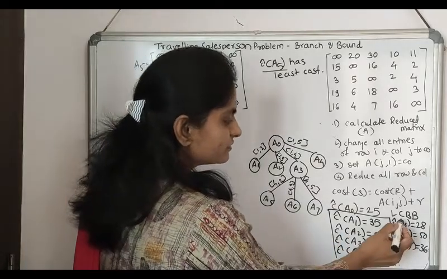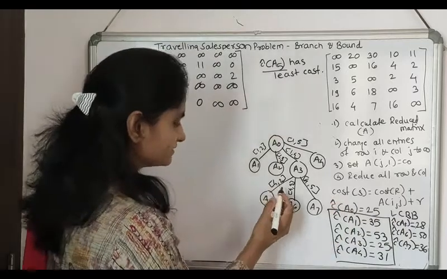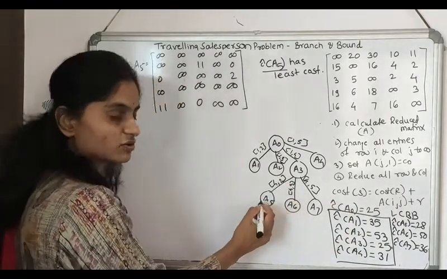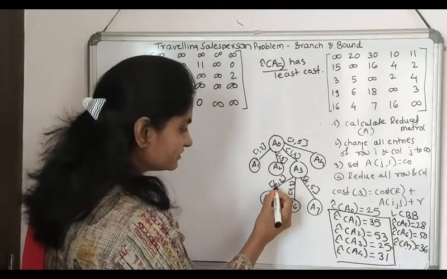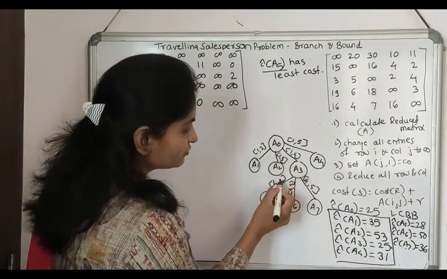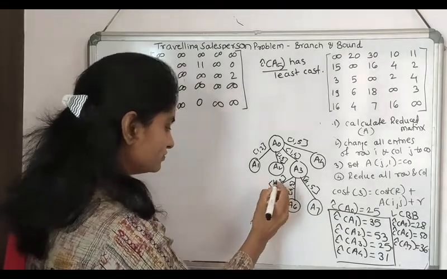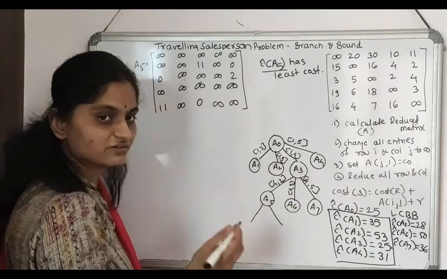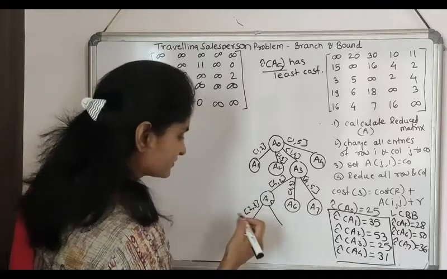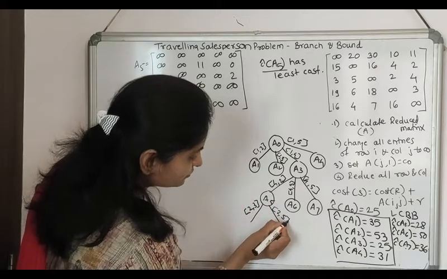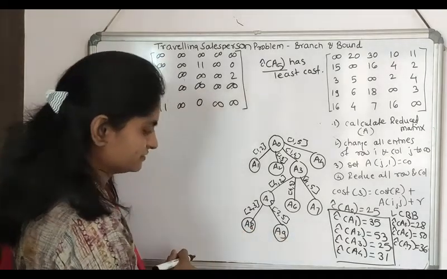Then the minimum cost is 28. That is the C cap of A5, that is the path 4 to 2. This is the minimum cost, so we can explore this vertex. The path is 1 to 4, 4 to 2. Then the other possibilities: 1 and 4 are already covered, so the path is 2 to 3 and 2 to 5. That is A8 and A9.